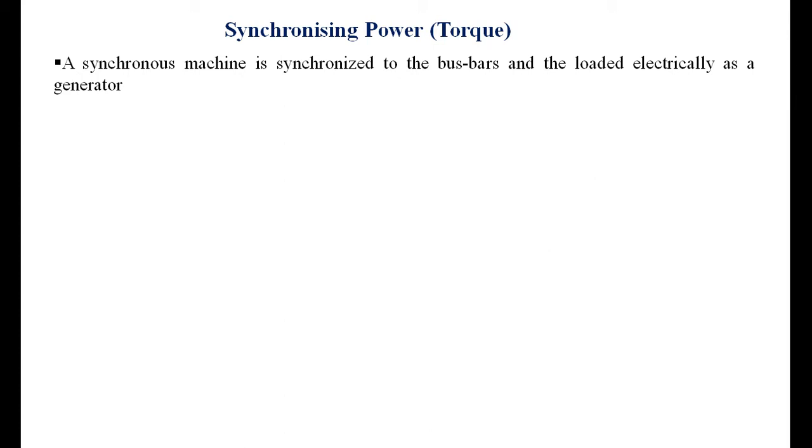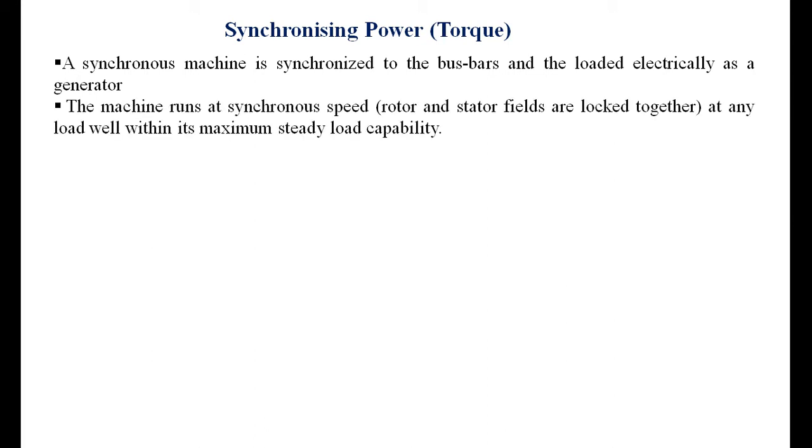We know that a synchronous machine is synchronized to the bus bars and loaded electrically as a generator. We will consider a generator connected in parallel to the bus bars. The machine runs at synchronous speed at any load well within its maximum steady load capability. That is, when it is loaded and running at synchronous speed, and the load is less than the maximum steady state capability, that is given by EB by XS. That we'll see.